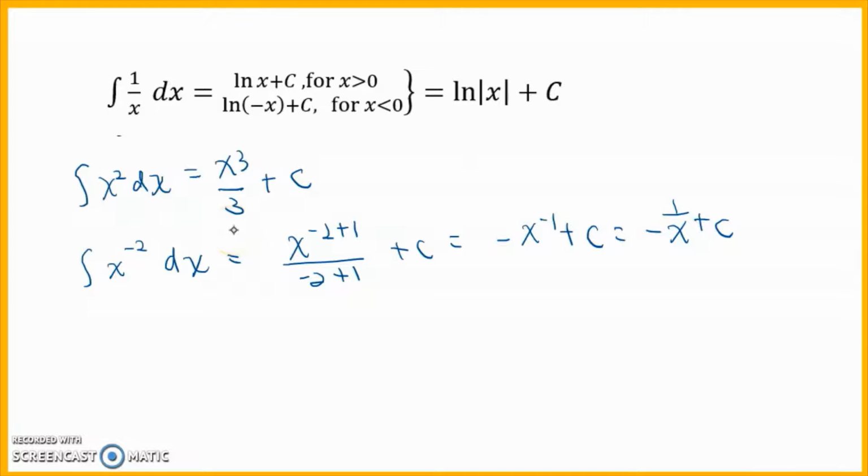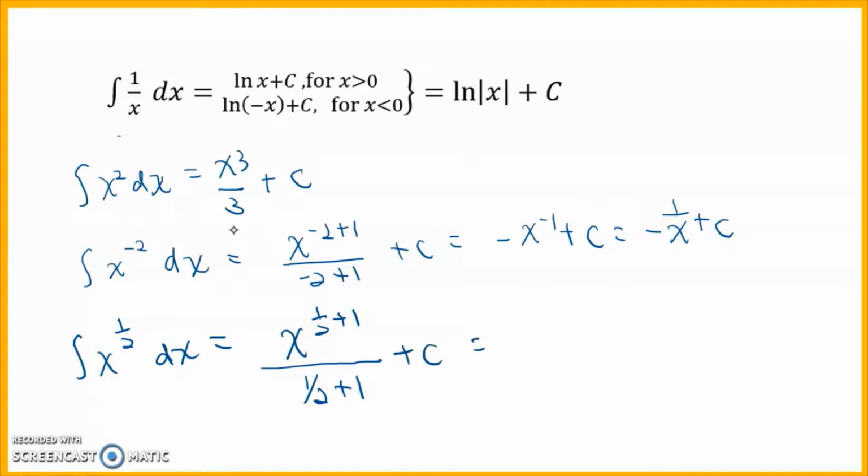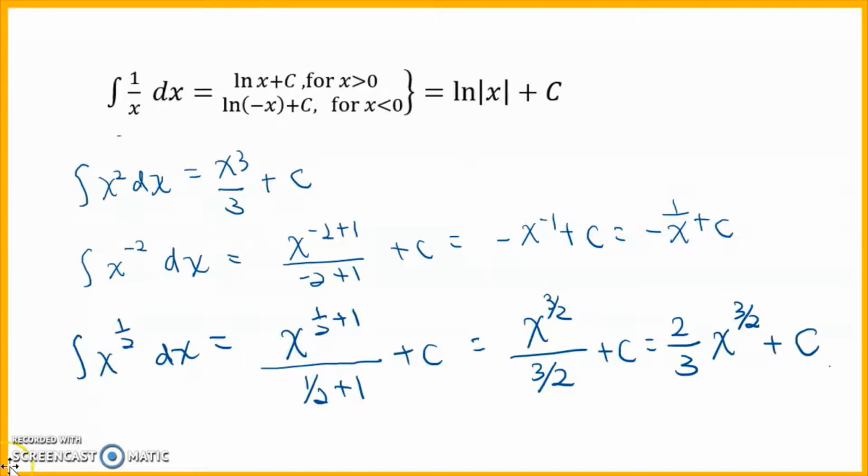In the next example, to integrate x to the power of half, we should get x to the power of half plus 1 and divide by the new power, which is half plus 1, plus c. So we have x to the power of 3 over 2 and divide by 3 over 2 plus c, or in other words 2 over 3 times x to the power of 3 over 2 plus c.